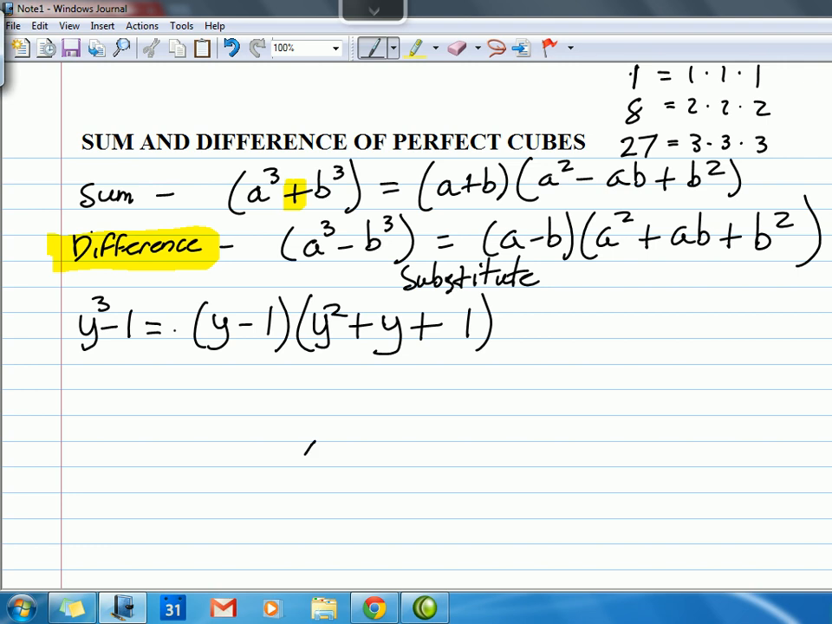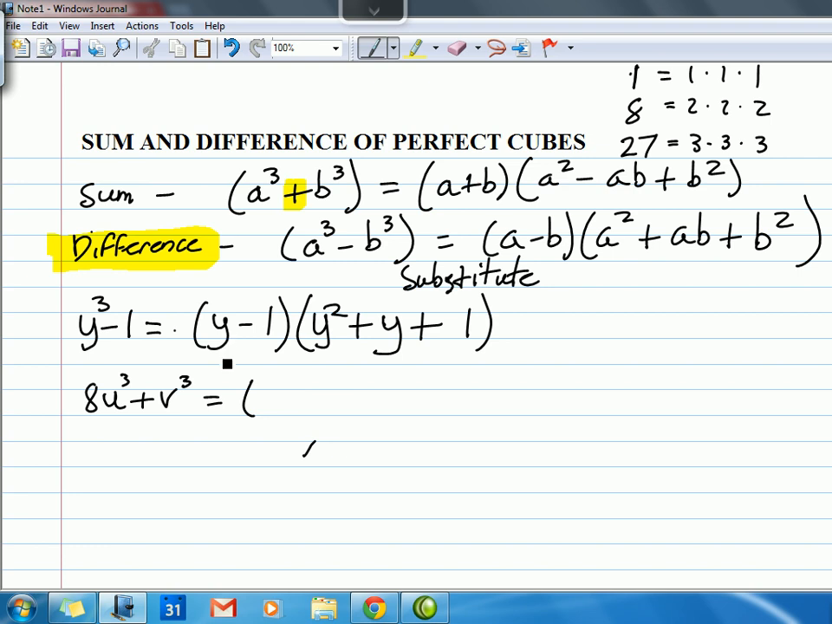Let's do one that's a little bit trickier, and let's see how well we can do with it. Let's say 8u cubed plus v cubed. If we do this one, we understand this is a perfect cube and this is a perfect cube right here. So if that's a perfect cube and that's a perfect cube, then we can go a little bit better from here.